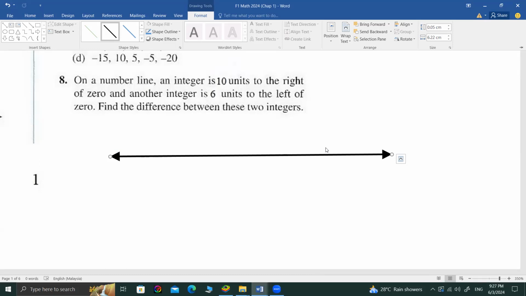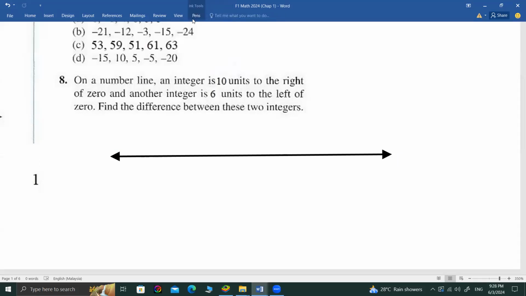On the number line, an integer is 10 units to the right of 0. Another integer is 6 units to the left of 0. You're asked to find the difference of the numbers. Class, when you see this word, find what? Difference between two integers. Always use the larger number minus the smaller number. You got what I mean?